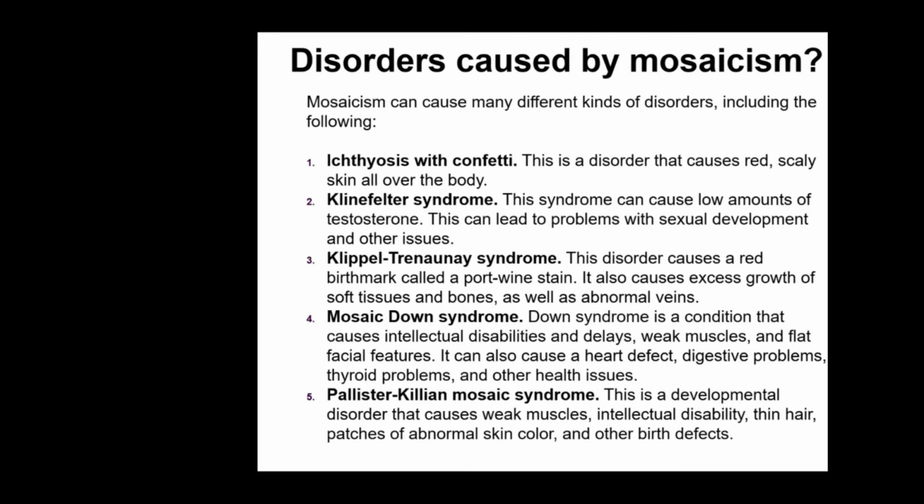We have also another syndrome called mosaic Down syndrome. It's similar to Down syndrome, in which this disease causes intellectual disability, delays in growth, weak muscles, and flat facial features. Another syndrome caused by mosaicism is called Pallister-Killian mosaic syndrome. This is a developmental disorder that leads to weak muscles, intellectual disability, thin hair, patches of abnormal skin color, and other birth defects.